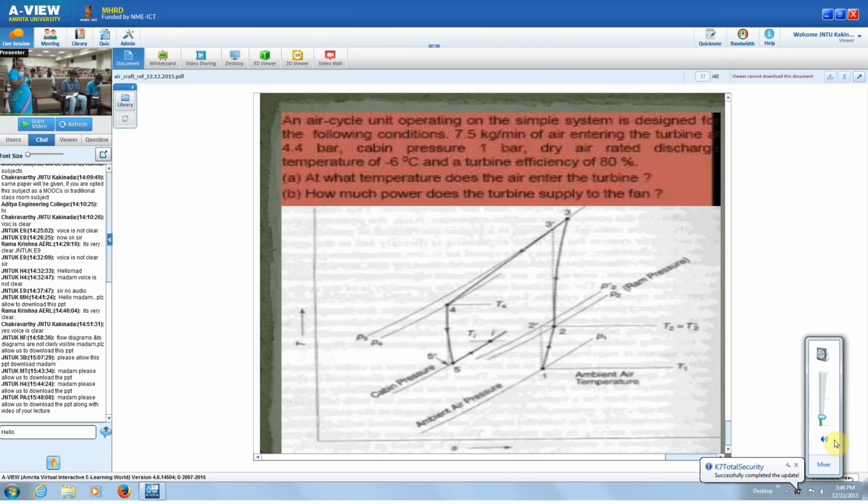Then 2 to 3 is actual compression. You have to know all pressures: ambient pressure, ram pressure, the compressor exit pressure, the turbine inlet pressure, and the turbine exit pressure, which is nothing but the cabin pressure. So try this problem also, we'll solve it in the next class.